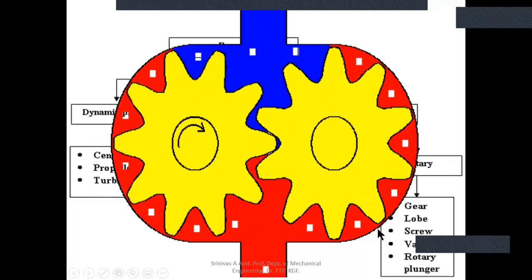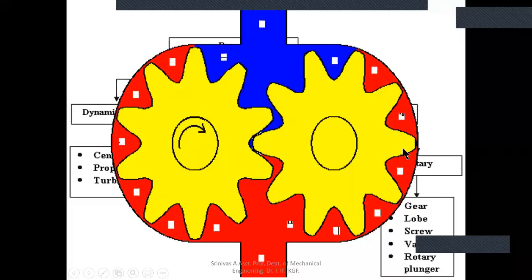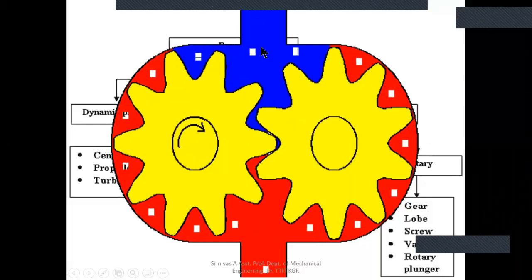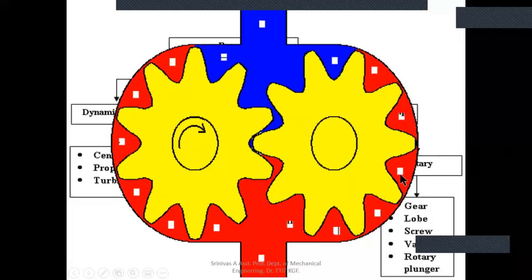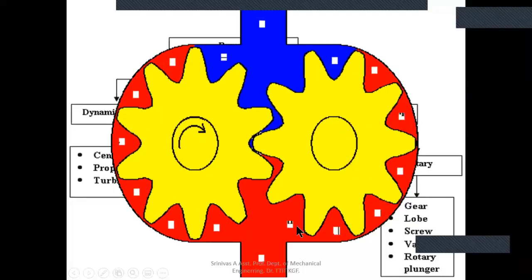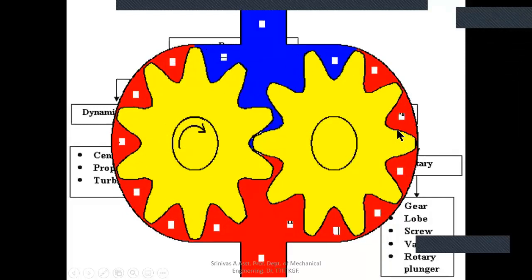So while rotating, there is a small space between the gears. That cavity will be filled with water and it will be moved along with the gears and come to the exit port. Like this, continuous water will be trapped between the gears and delivered. Continuous motion takes place on either side and water will be discharged. Like this, the gear pumps work.